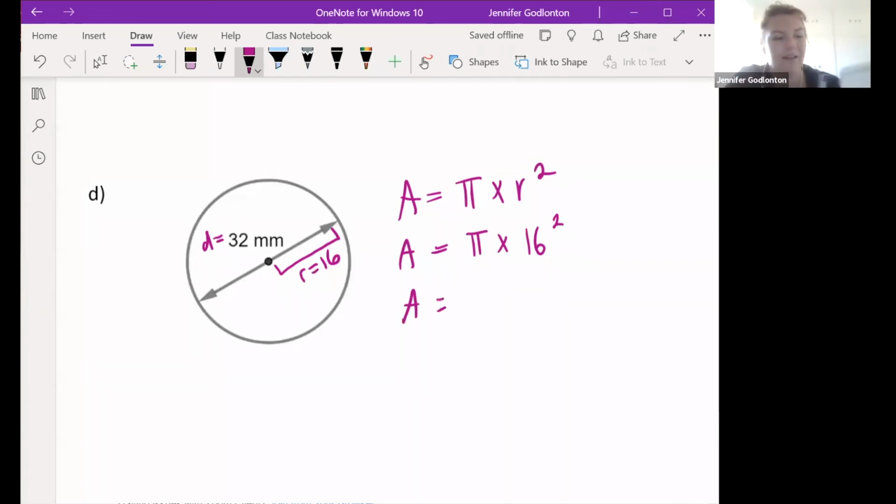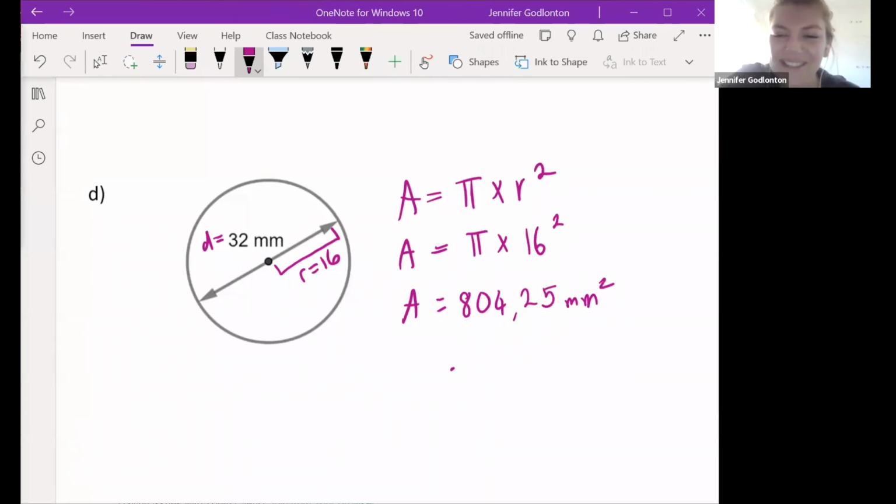Then my final answer was 804.25. Yes, and you rounded off beautifully. Nice job. Well done. What are my units going to be? Millimeters squared, I think. Yes, good job, Isona. Nice job. Thank you, ma'am.